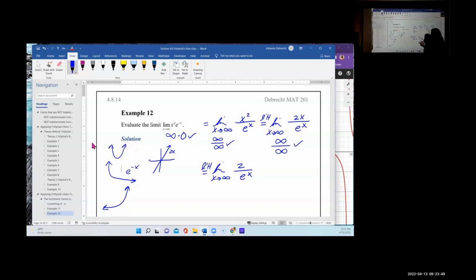And I can think about the graphs. 2 is a constant. Now, if you want to think about 2, what they really mean is that it is the horizontal line y equal 2, which means it's always 2. The y value is not going up, the y value is not going down, it's staying constantly 2. But e to the x, that's still going to infinity. So we have a constant divided by infinity, which is going to go to what? 0. So this gives us the result of 0.